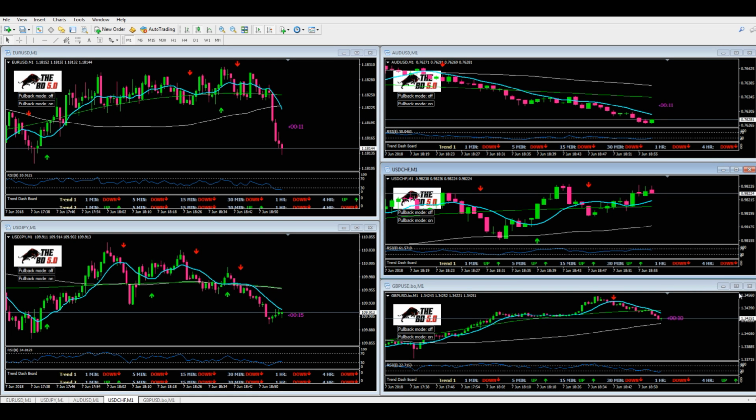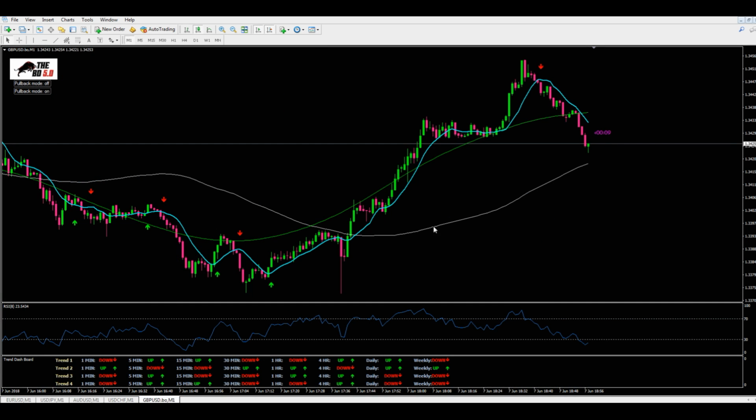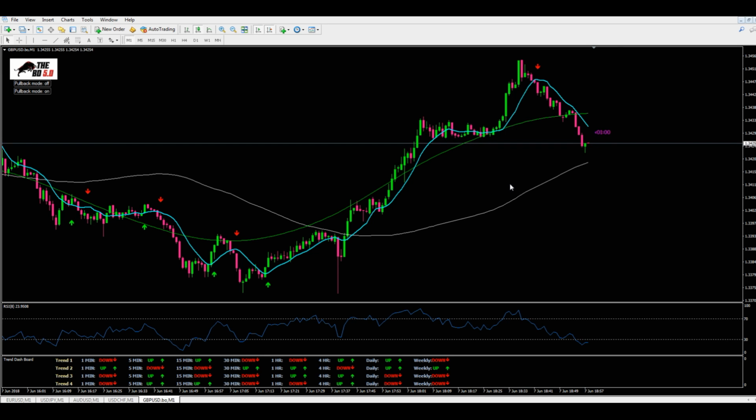But at the minute I've got my eyes on GBPUSD. The price is in that buy zone. It's in this zone here where I want to be taking trades, so that's good. That's our first confirmation. Now I'm looking at the RSI. The RSI is oversold quite a lot, so that is good.